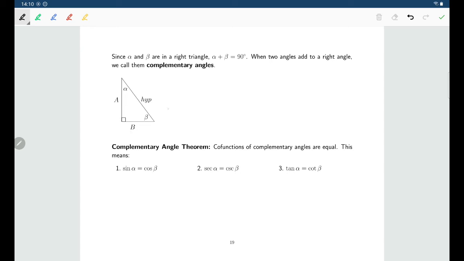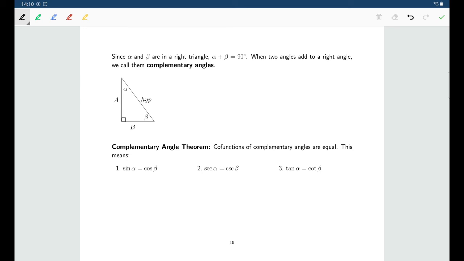And one fun fact, for a right triangle, since the three angles together have to add up to 180 degrees, if one of the angles is 90, then the other two angles have to add up to 90 degrees. So in other words, if we're talking about a right triangle, the other two angles, except for the right angle, those two angles will be complementary.